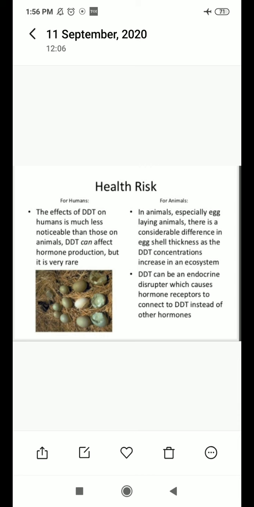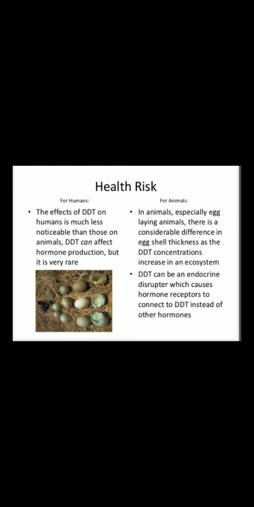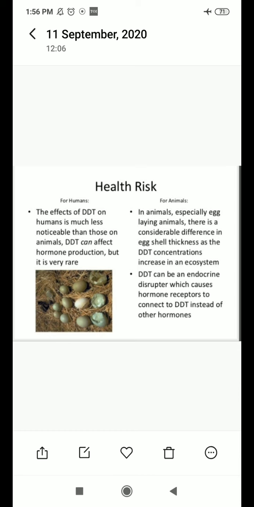Then for humans, the effect of DDT is much less noticeable than on animals. DDT can affect hormone production, but it is very rare. Means in humans it is not as moderately toxic compared to animals. It can affect, but to a lesser extent. Okay, which system? It can affect the hormone production system, particularly the reproductive system. Okay, this is the health risk of this DDT.